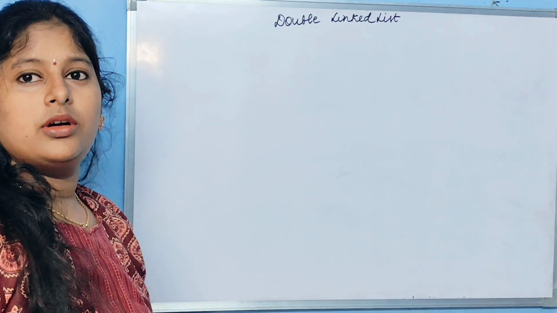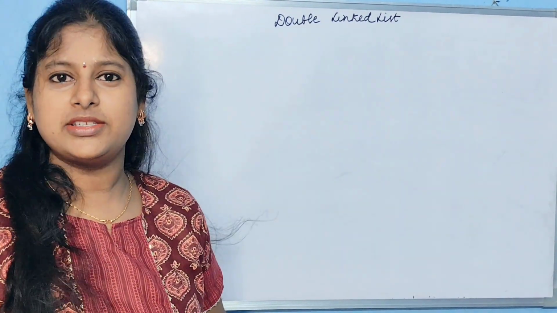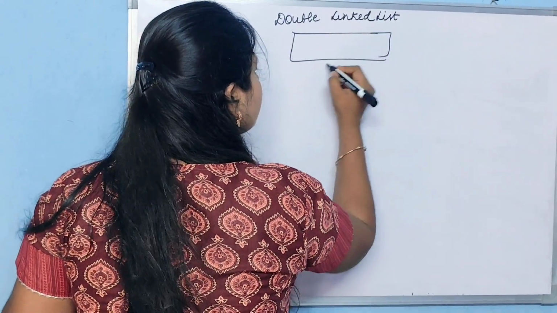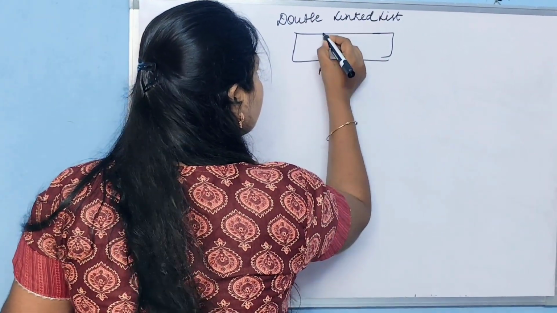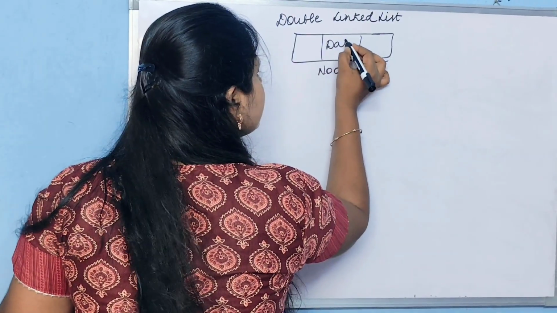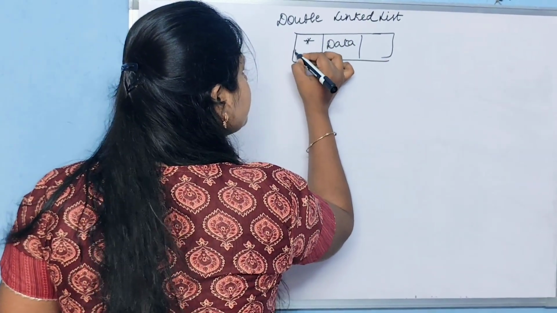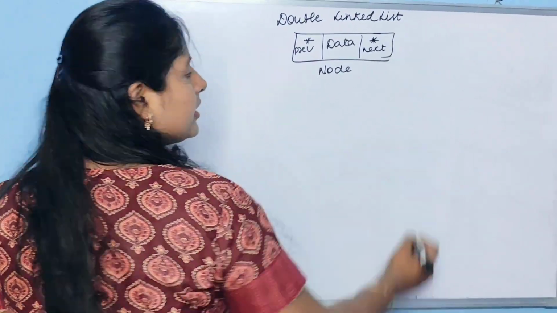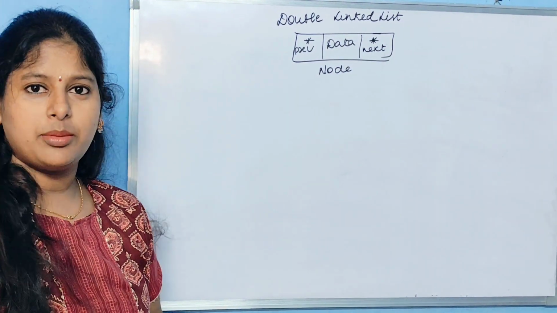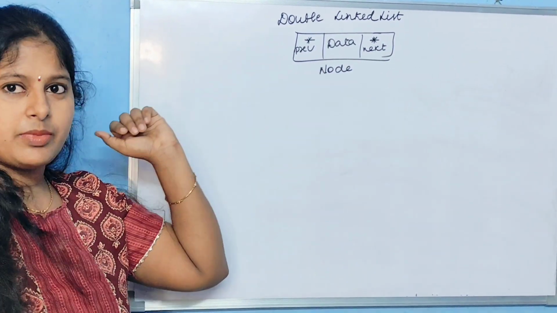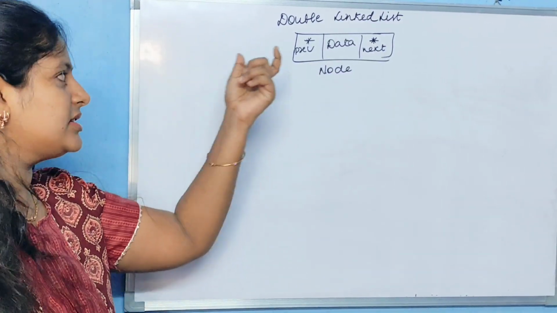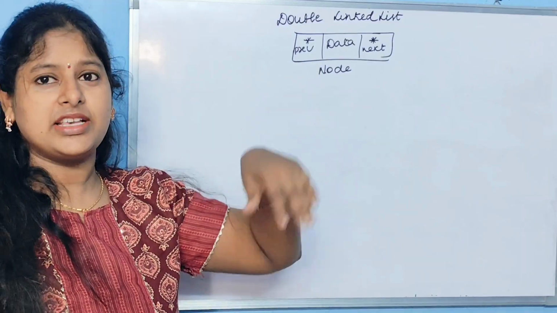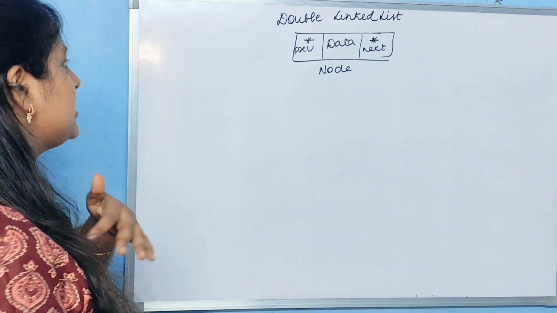So, what does a node in a double linked list represent? It represents three parts. One is the data part, one is the previous address, and one is the next address. Right? So we have three parts in the double linked list. First is the previous part. It represents the previous element's address, and then the present data part, and the next address. It represents the next element's address. Right? Now we'll see the operations.